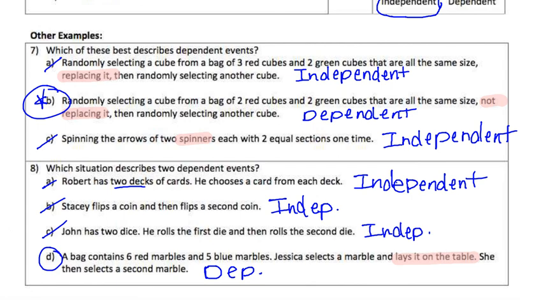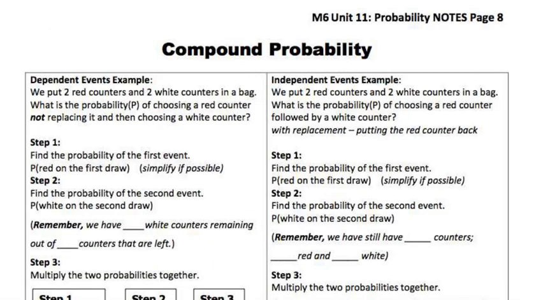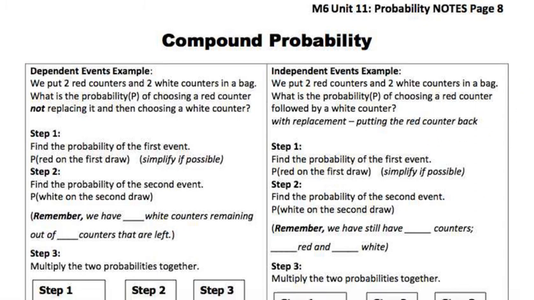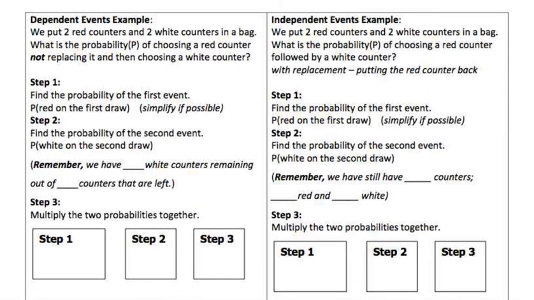Now, let's actually look at how we solve these kinds of problems. Let's talk about dependent probability first, and then we'll go to independent probability. So we put 2 red counters, 2 white counters in a bag. What is the probability of choosing a red counter, not replacing it? That's important. And then choosing a white. So I'm going to do red, not replace it, and then do white. The first step is to find the probability of the first event. So the probability of red is what we want to draw first.